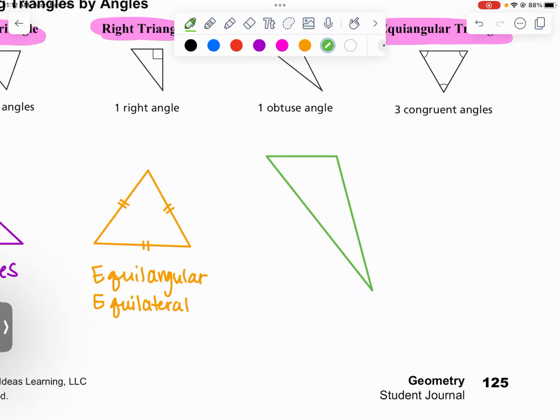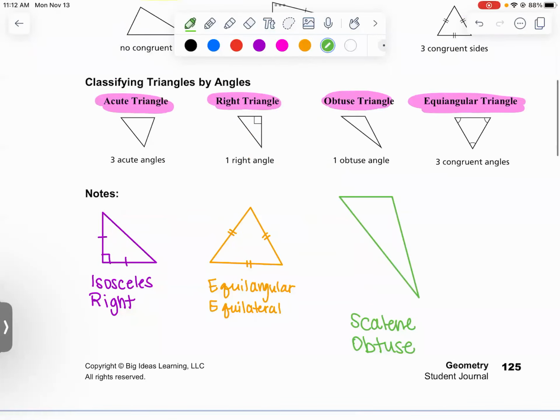Okay, what is this? Scalene. Obtuse. Nice. How do we know that it's scalene? There's none of them. None of the sides are marked that they're the same. Okay, know what happens when you assume.